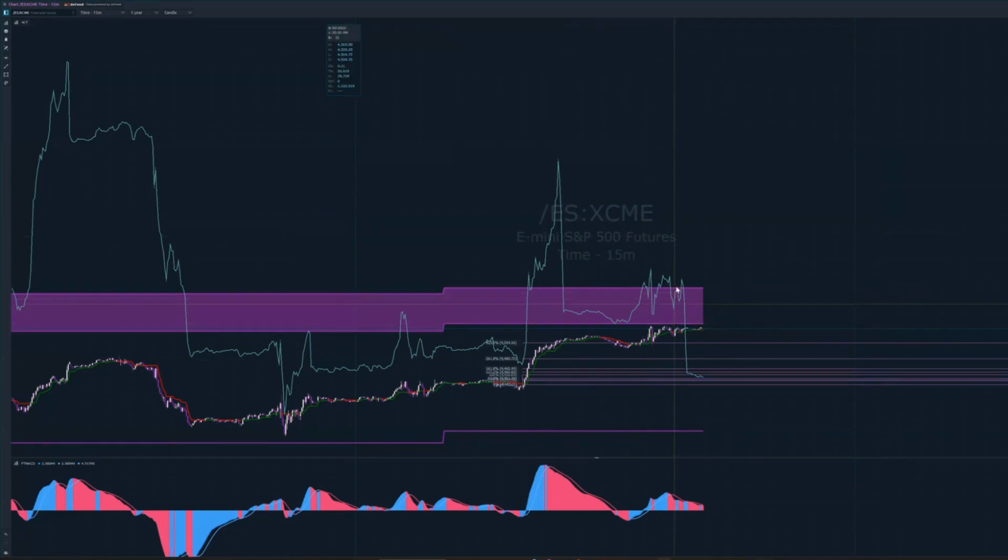Because this is the weekly Celts. If my weekly MACD is crossed down, what does that tell me? The weekly does not have strength, right? And there's two things that tell us the strength of a time frame.